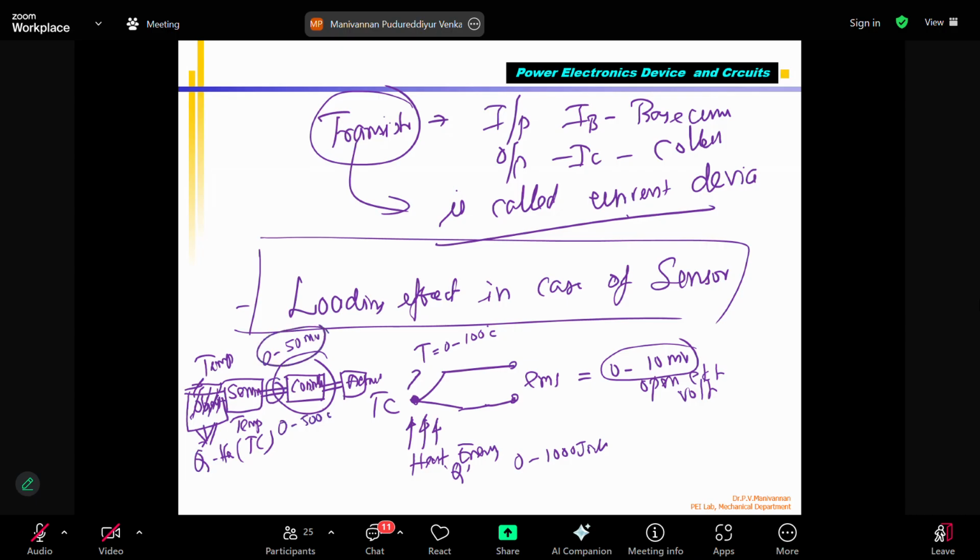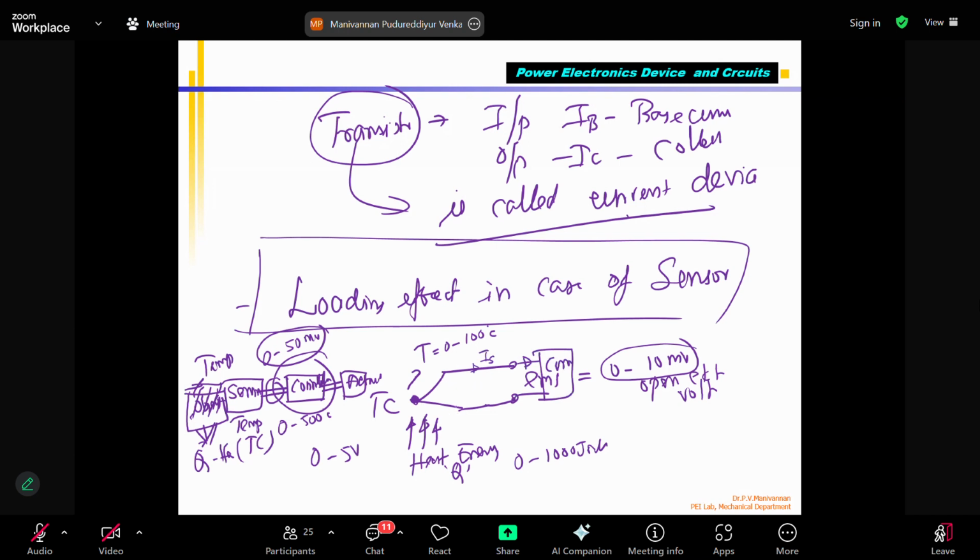If I directly give to the controller, it needs higher voltage. We need 0 to 5 volts, because my sensor cannot give higher current. Correct? It can produce millivolts. If I try to connect to a load, we know that there will be a current flow. I say sensor current. I connect it to one controller. The controller takes some current from the sensor.